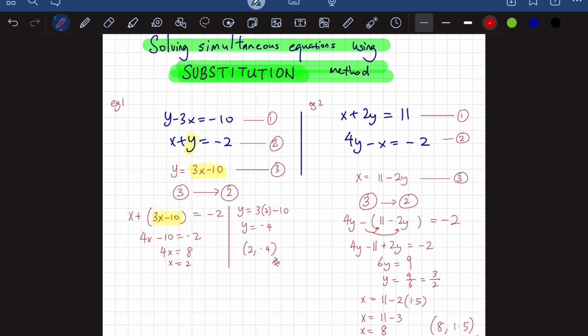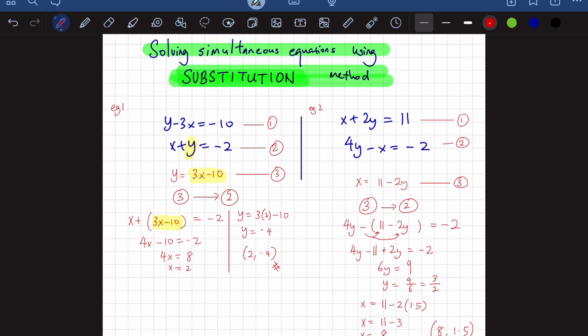So these are the two examples for solving simultaneous equations using the substitution method, and I hope this is a good recap of this skill.